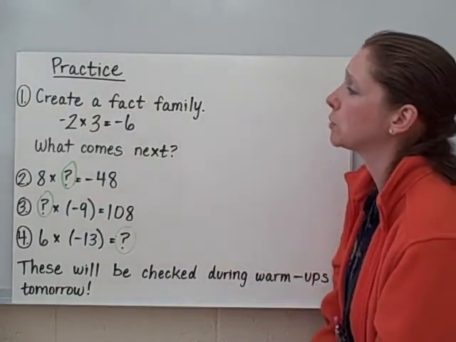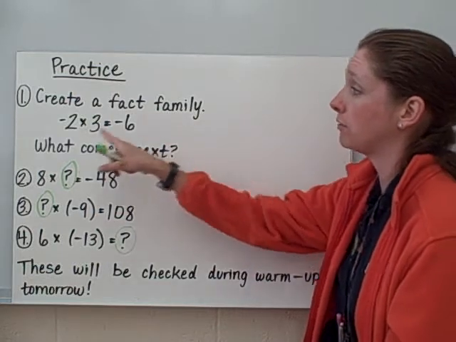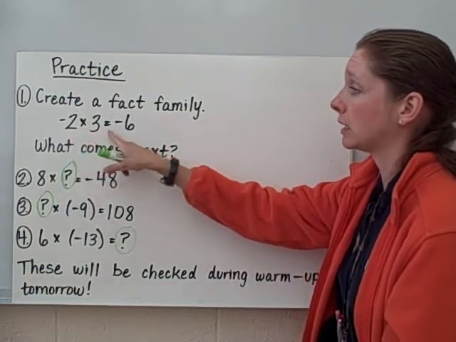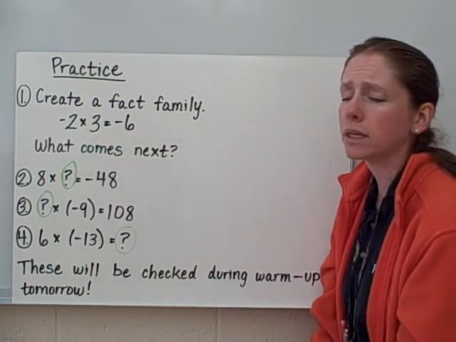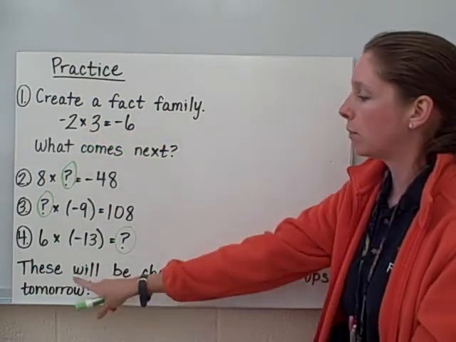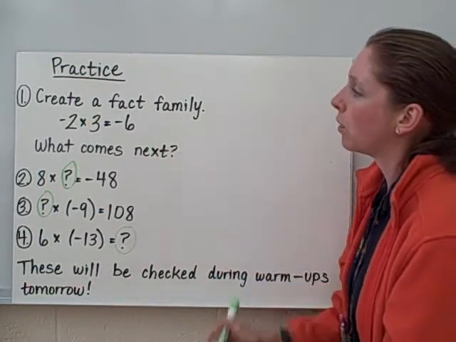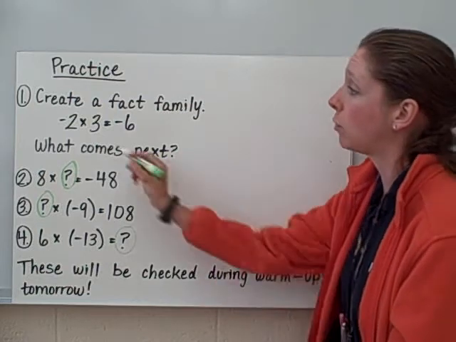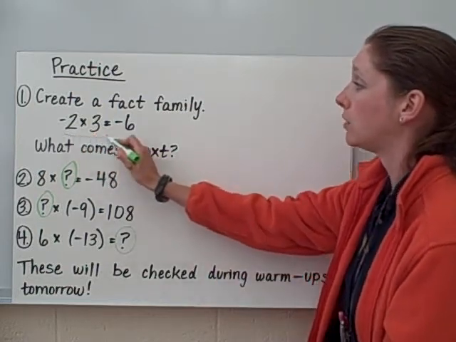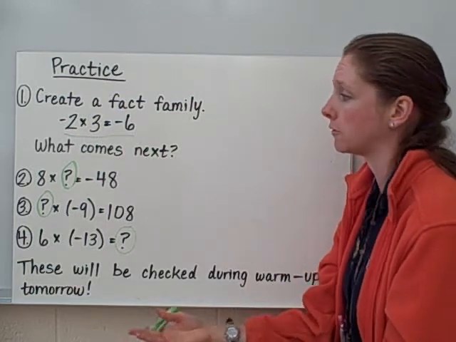So my first practice problem for you is going to be to create a fact family for negative 2 times 3 is negative 6. So think about what is going to come next. Keep in mind these will be checked during your warm-ups tomorrow. So problem number 1 is to think about what the fact family would look like for this fact. If you need to go back to the previous slide to check out the fact families again, that's fine.